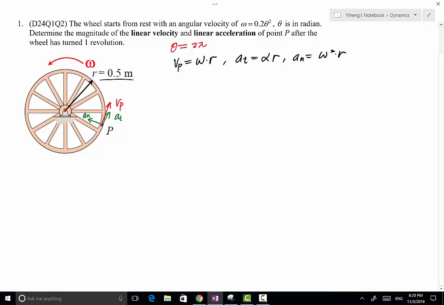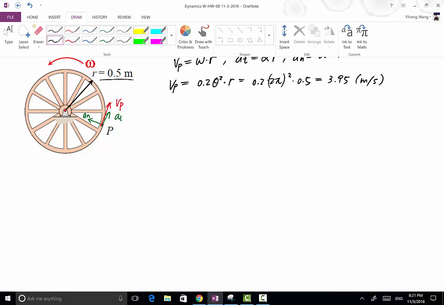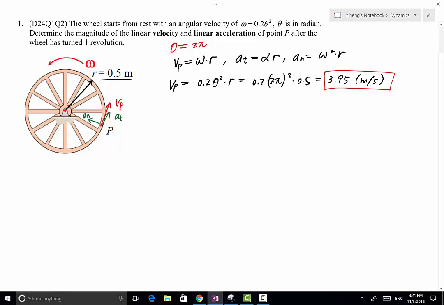So at this point, if we know that theta equals 2 pi, we can actually evaluate VP, the linear velocity, which equals omega, which is 0.2 theta squared, times r. So theta equals 2 pi, so 0.2 times 2 pi squared times r, which is 0.5. If we evaluate it, this equals 3.95 in the unit of meters per second. Per second, not second squared. Okay, so that answers the first part of the problem.